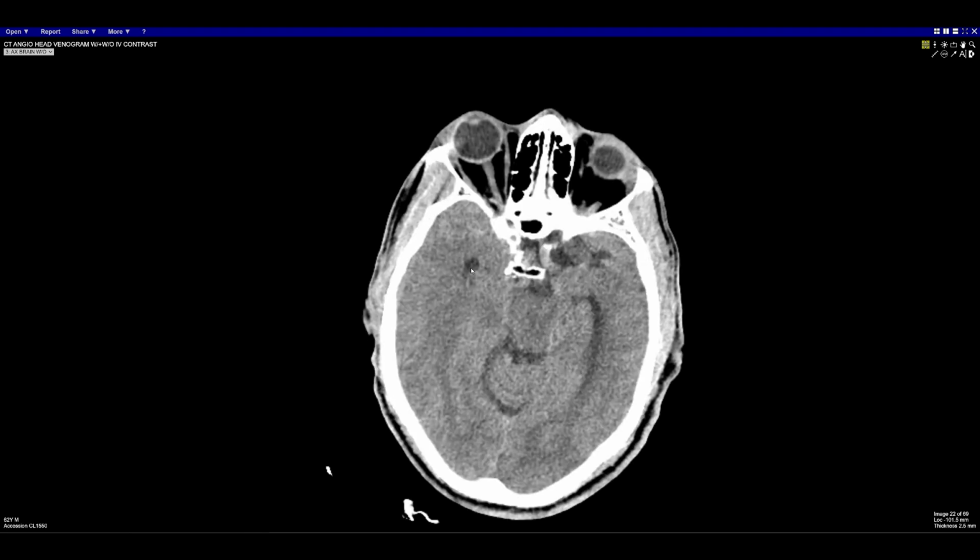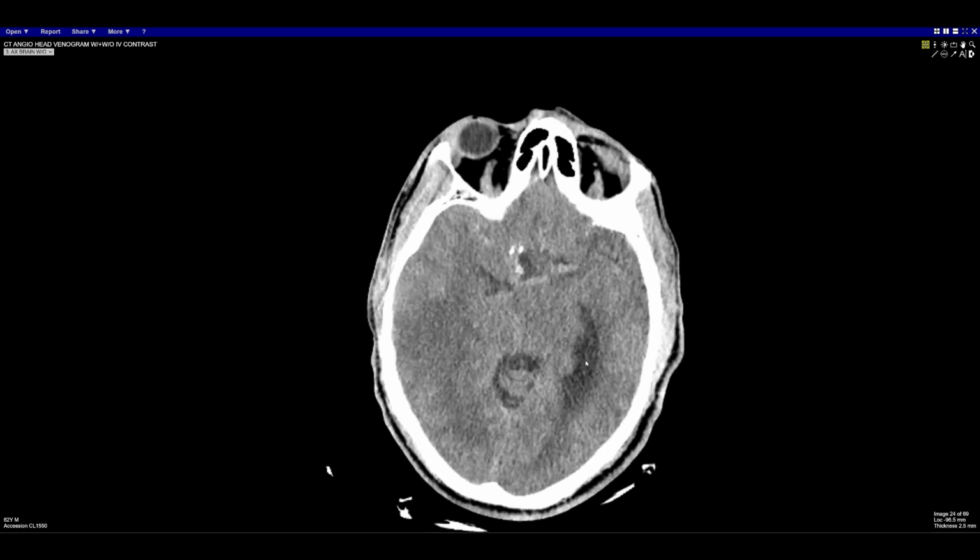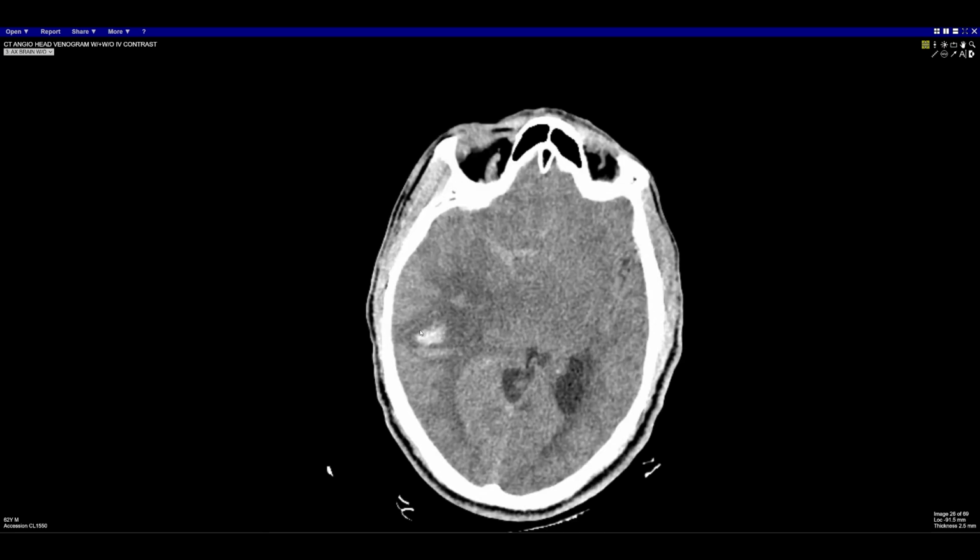Once we get up to the temporal horn, I see a little bit of abnormality of the temporal horn here. It seems a little displaced, a little bit asymmetric. We see some medialization of the uncus here, so we're definitely worried something's going to be going on in that right hemisphere. And then we come upon this hyperdense material in the right hemisphere.